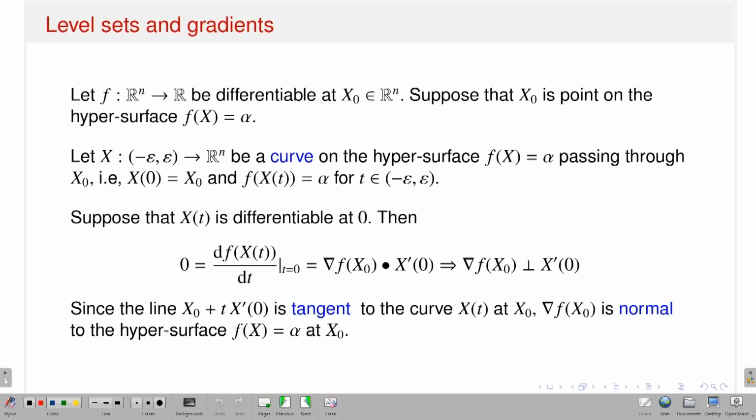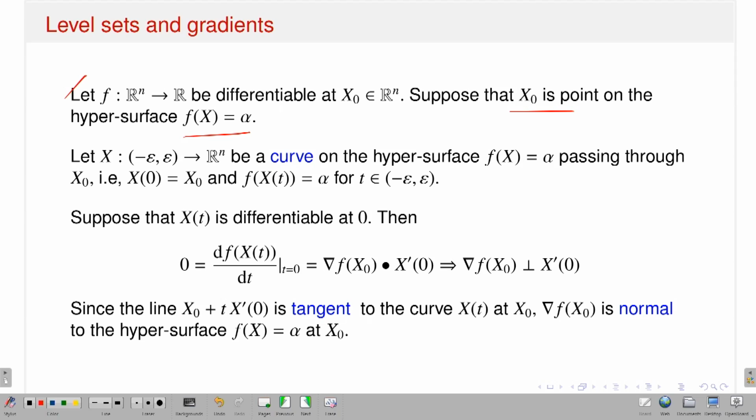Now I am going to talk about level sets, because there is a connection with gradients. Gradients I already talked about. If I have a function from R^n to R or R^n to R^m, then I can talk about the gradient vector. And between level sets and gradients there is a connection, but what is that connection? Let f be a function from R^n to R. Suppose it is differentiable at the point x naught, and I know the meaning of differentiability, that is, the existence of the total derivative. Suppose x naught is a point on the hypersurface f of x equal to alpha.